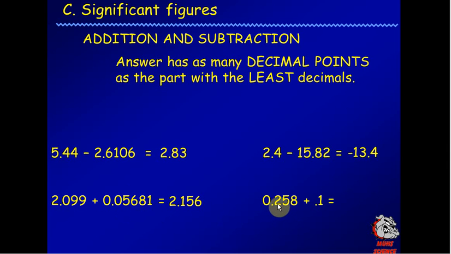Last one, 0.258 is 3 decimal places. This is 1 decimal place. I add that, I get that, but I'm only allowed to have 1 decimal place in an addition or subtraction. And so I have to round that off to 0.4. Now that makes a lot of sense. My answer can't be any more precise than my least precise measurement.